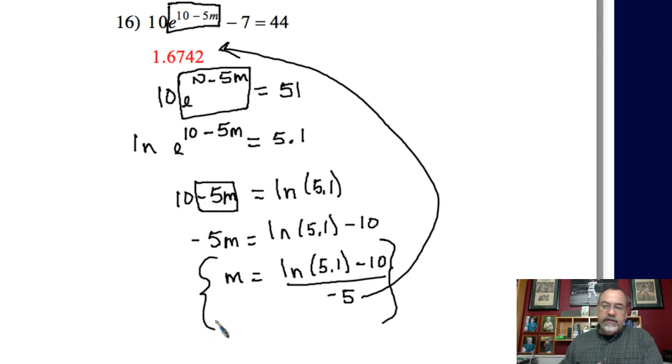Okay, so hopefully those were helpful. In the next video, we'll take a look at logarithms and how, beginning with a logarithm equation, we use the inverse or the exponential to solve those.